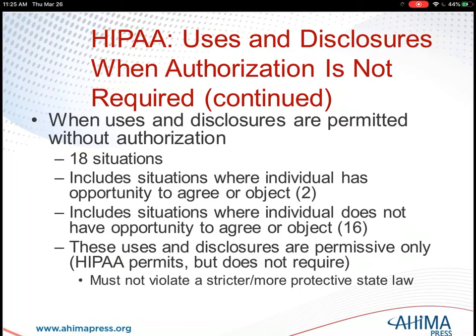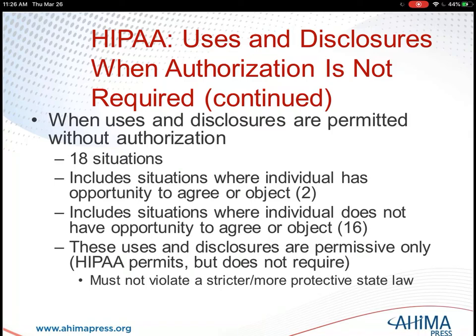Okay, so let's say I'm knocked out cold, and they're going out to give information or get information on me, then they're going to use their best judgment. But if I'm available and I say, I do not want you talking to my family members, I can object to that. All right, so that's our two where the patient actually has a choice. They can agree or object. Then now we have a list of 16 where they don't have an opportunity to agree or object. They're permitted disclosures. You can send the information without that authorization.